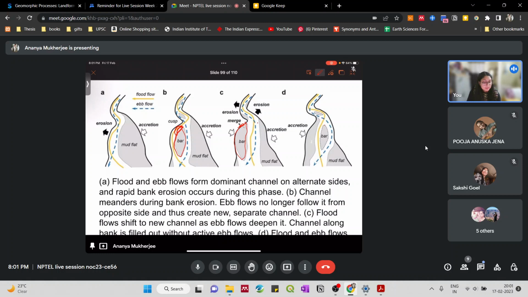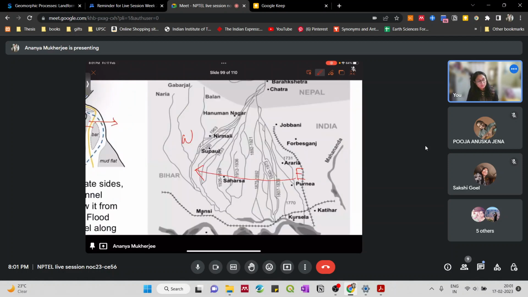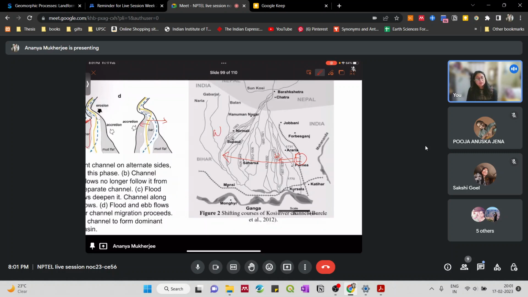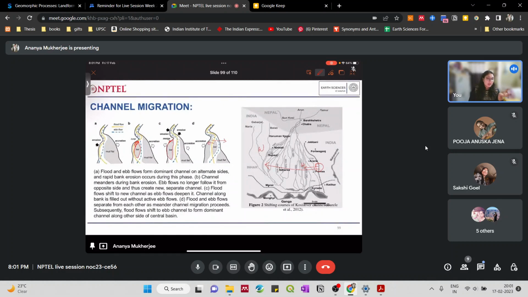After some time again this will join with this and the channel will move towards your eastern part, or the right hand side. Okay, so the similar thing has happened over here. Okay, deposition started increasing in the right hand side, or the eastern side, and the channel kept moving in the western side. Okay, that is why the floods that we see in Bihar are actually due to this channel migration process that is happening for the river Kosi.